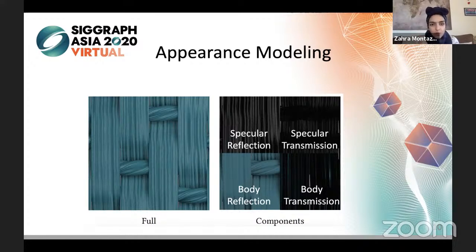As you see, they mostly don't carry color, and they are mostly for the highlights. And the body reflection and body transmission, those are the ones that carry the color, and they make the subsurface scattering appearance for the full cloth. And on the left, we see the combination of all of them.